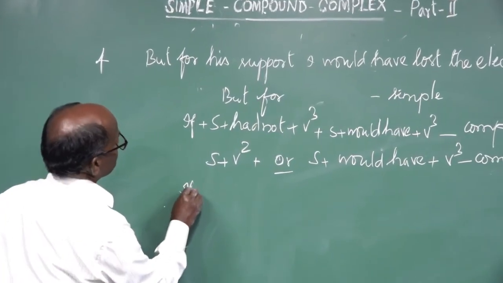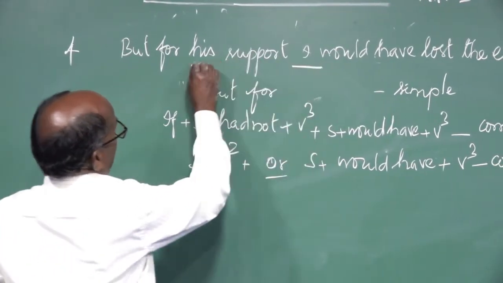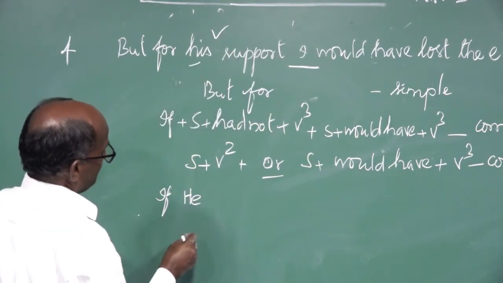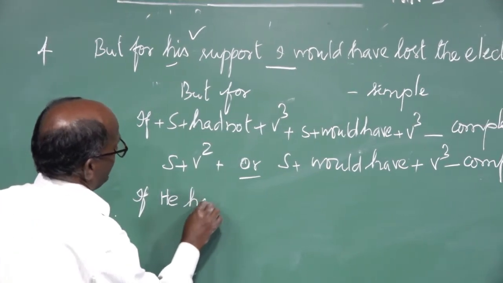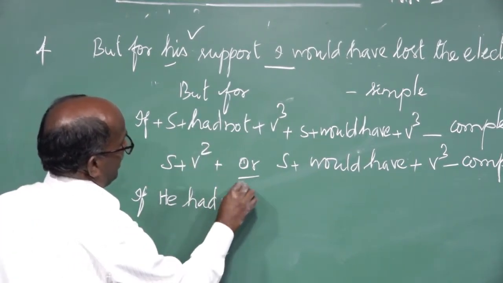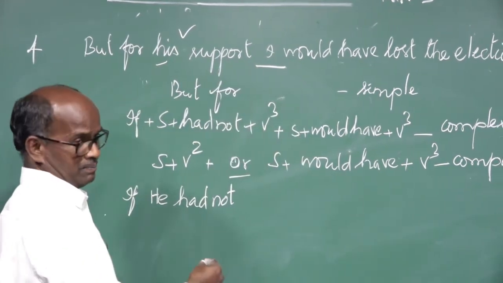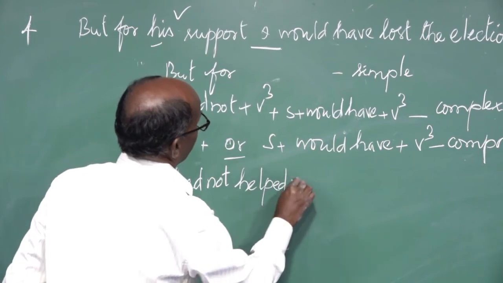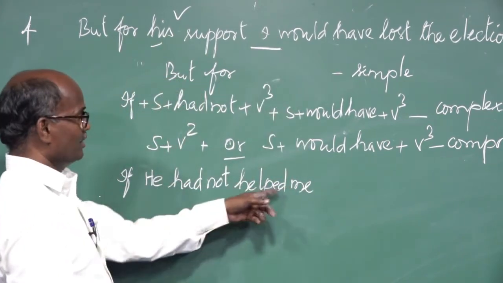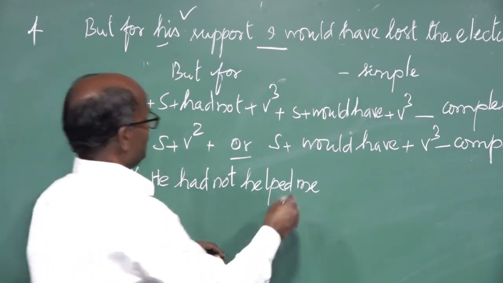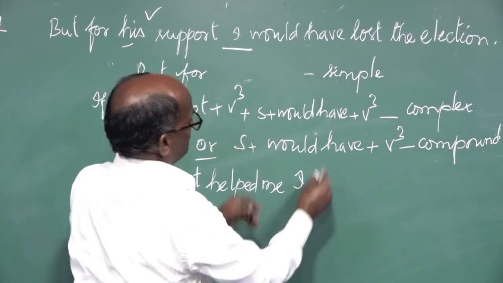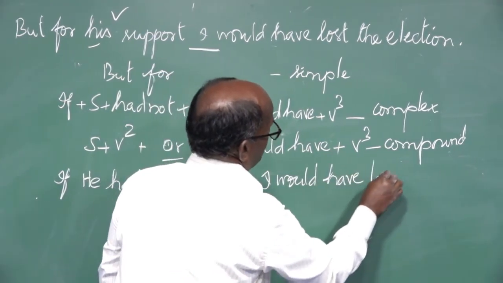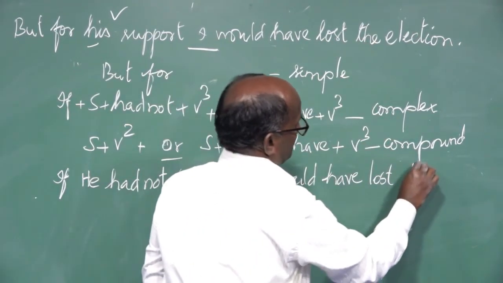If, two subjects, so he should be in this. If he had not, according to the formula, had not, support is help. If he had not helped me, because it is I, that's why me. If he had not helped me, I, the same, would have lost the election.